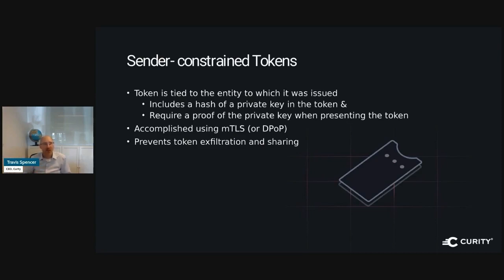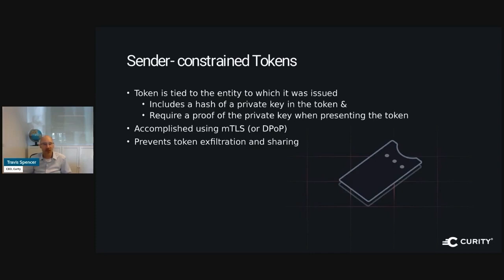So what we want to do is we want to constrain the token just to the calling application that was authenticated and identified and authorized by the user to access their resources on their behalf. So the token needs to be tied to the one to whom it was issued, and the way that we do that is by using a private key that only that client has, and requiring a proof of possession of that private key every time a token is presented.